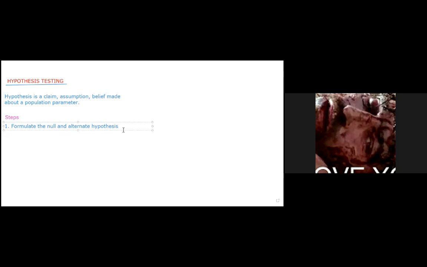So from this, we can see that there are two types of hypothesis. We have the null hypothesis. The null hypothesis is represented with H0, or H naught. This is how we usually write it: H, then you put the O, the naught, below it like this.